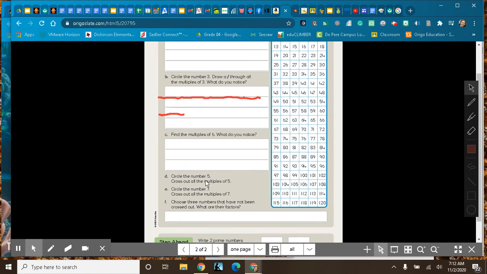Down here it says circle the number 5 and cross out all the multiples of 5: 5, 10, 15, 20, 25, 30, and all the way down. Circle the number 7 and cross off all of the multiples of 7: 14, 21, 28, and so on. And then choose 3 numbers that have not been crossed out. And what are the factors?